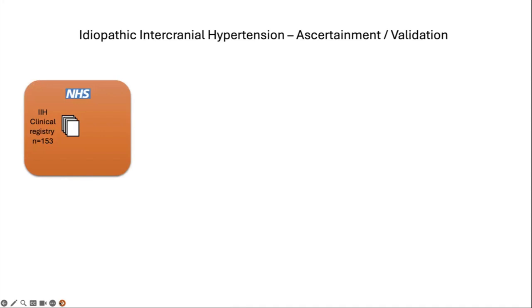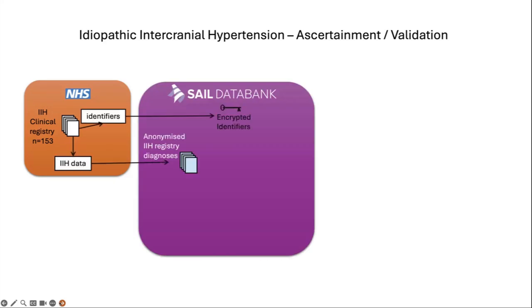The first thing we looked at was what was the best way to find these cases within SAIL. Within Swansea, we had a registry of people that we definitely knew had the condition, about 153. We were able to link those to SAIL in the normal way, which I'm sure you're all familiar with, the split file approach. I think this is a really useful thing to consider when you're looking at conditions that haven't been studied before, or you want to get an idea of how accurately things are coded within SAIL.